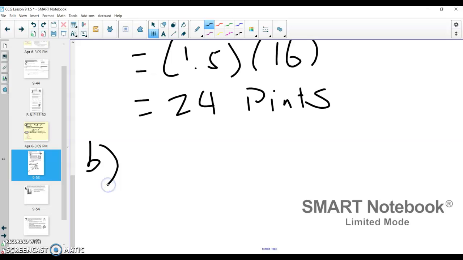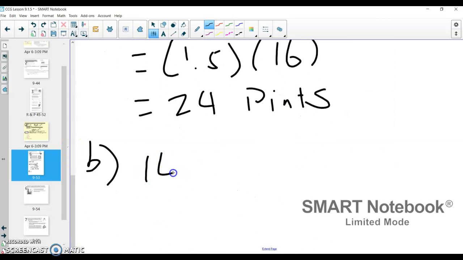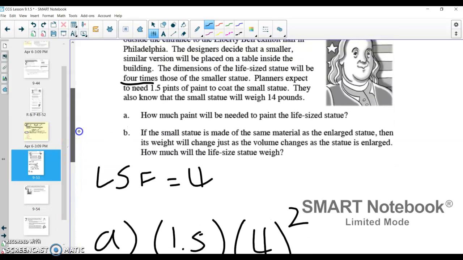Now B is going to be a volume scale factor. It says if the small statue is made up of the same material as the large statue, then its weight will change just as the volume changes. So we're seeing now that weight is related to the volume. And so if we're talking about a growth in weight, we're going to need a volume scale factor. They're asking, how much will the life-size statue weigh? Well, we know the original weight was 14 pounds for the small statue.